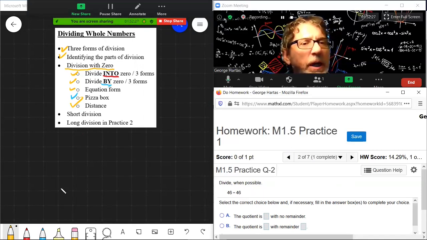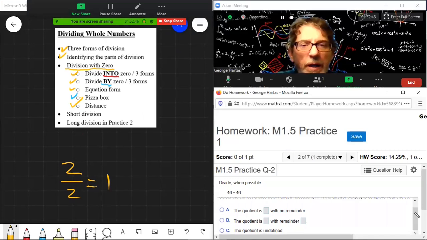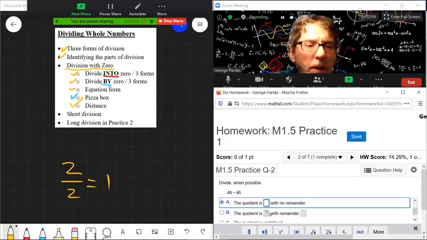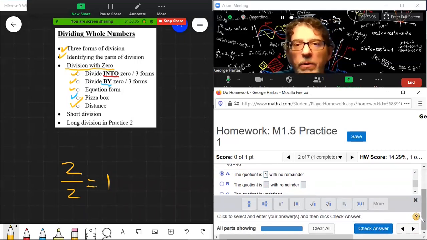Real quick, let's look at it. 2 divided by 2 equals 1. Why? Because 2 times 1 is 2. That's why. All right, so the answer is 1. And there's no remainder. There's nothing left over. 2 is divided by 2 exactly 1 time. It fits perfectly. So the quotient is 1, and there's no remainder. And you'll see remainder later on.